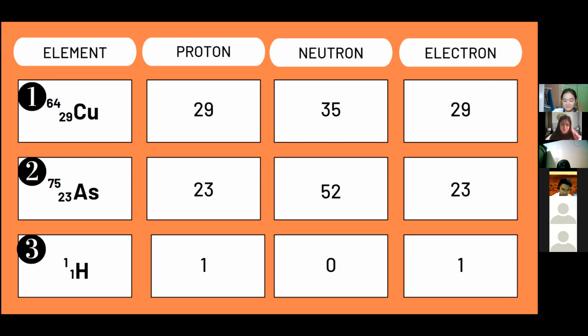So parehas sa number 2, ganun din, 23 ang atomic number, 23 ang proton. Sa 75 minus 23 is equals to 52. Then sa electron, 23 also kasi walang charge. Sa hydrogen, 1 atomic number niya ang 1, then also 1 din ang kanyang proton. Ang kanyang neutron, 1 minus 1 is equals to 0. Kaya naging 0 ang kanyang neutron. Then sa electron, 1 din kasi wala siyang charge.